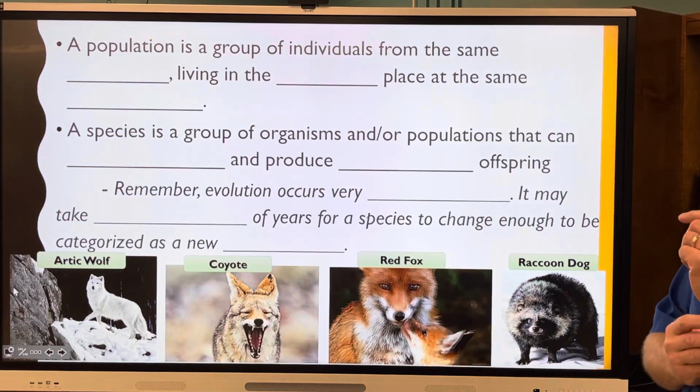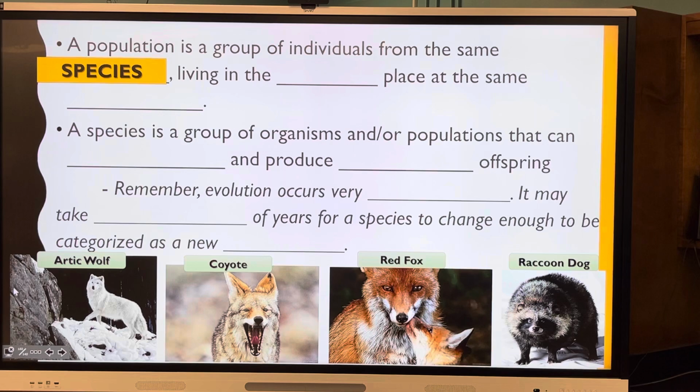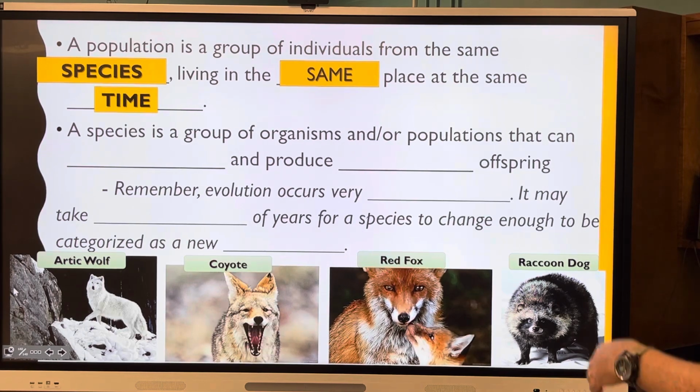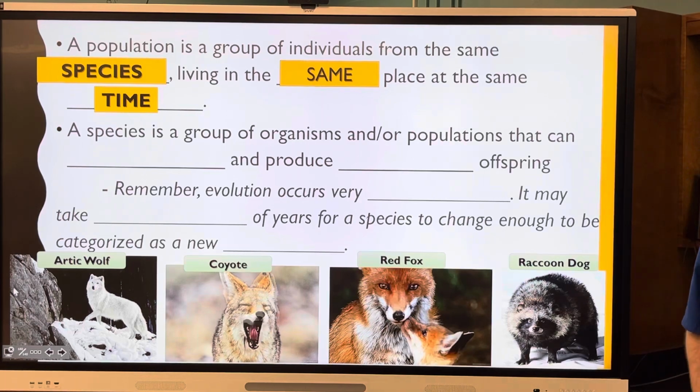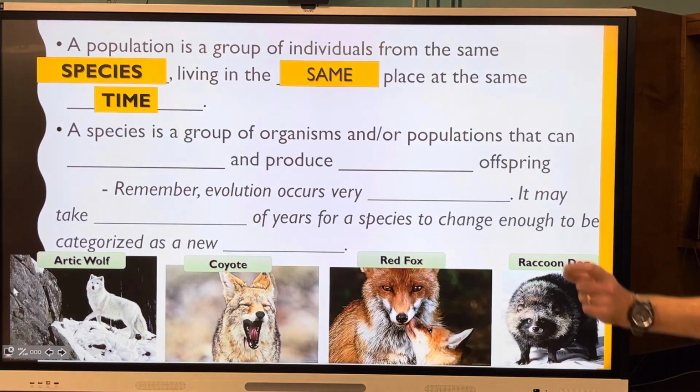All right, a population is a group of individuals from the same species living in the same place at the same time. Kind of sort of just explain that, but that breaks it down into a concise definition.